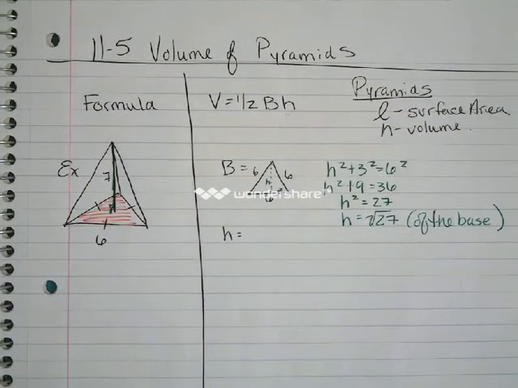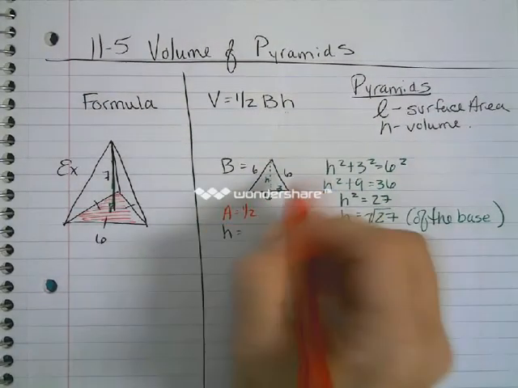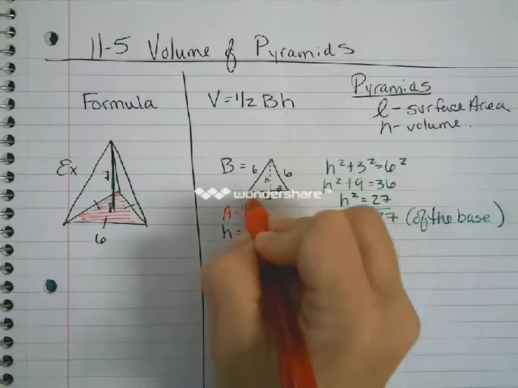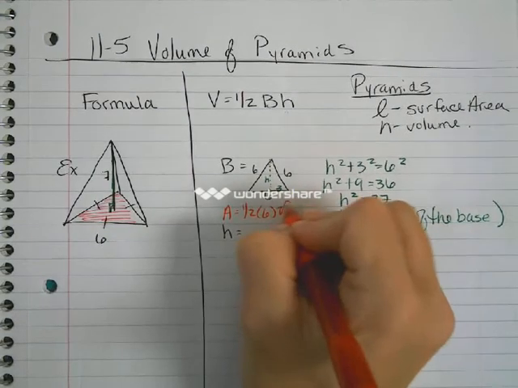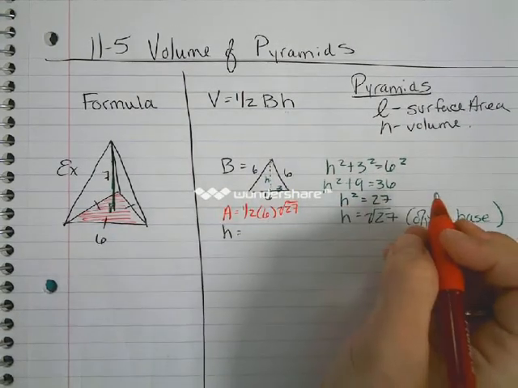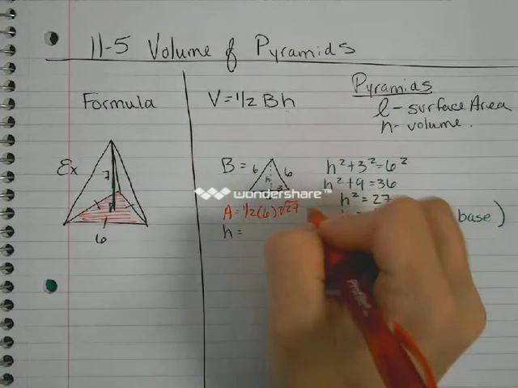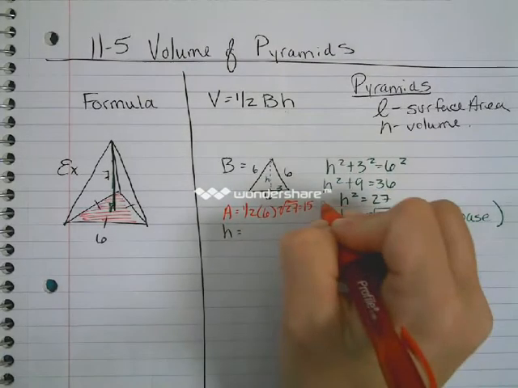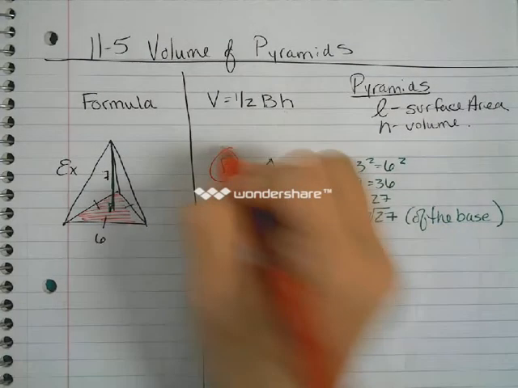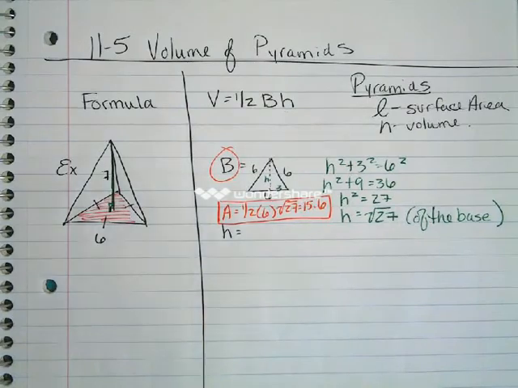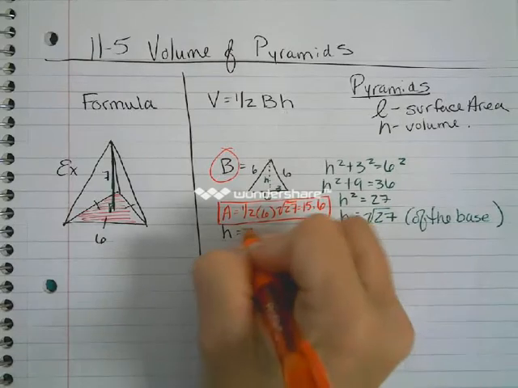So, area of a triangle is 1/2 base times height. The base of the triangle is 6, and the height of the triangle is square root 27. Okay, and that gives you 15.6. So this is the area of the base. This is all just for big B. Okay, now what is the height of the pyramid? The height of the pyramid is 7.